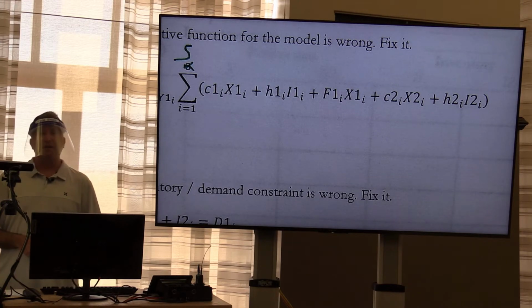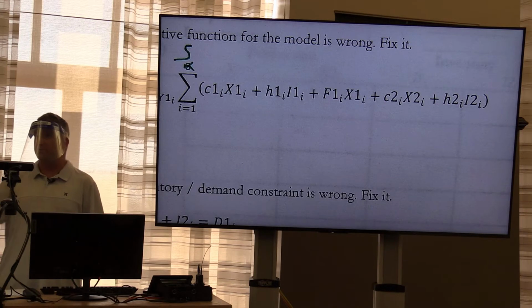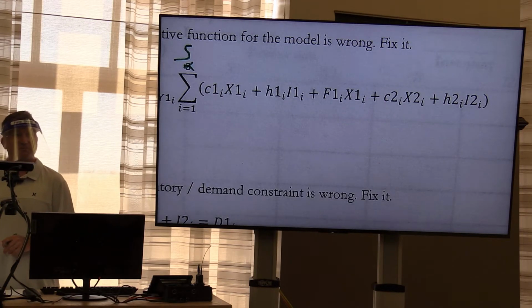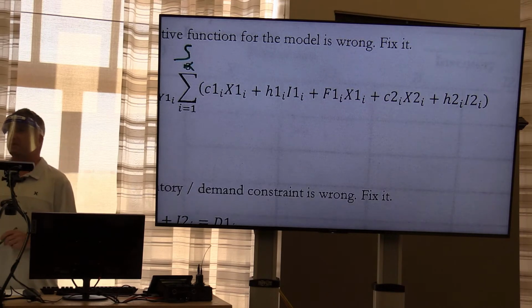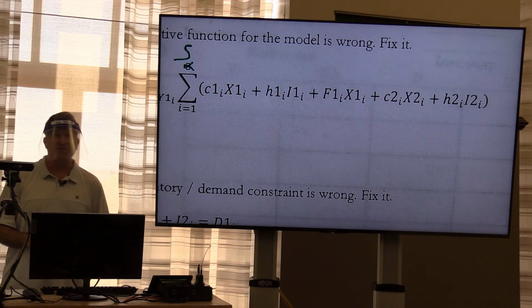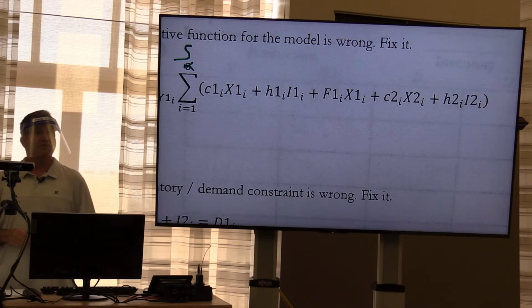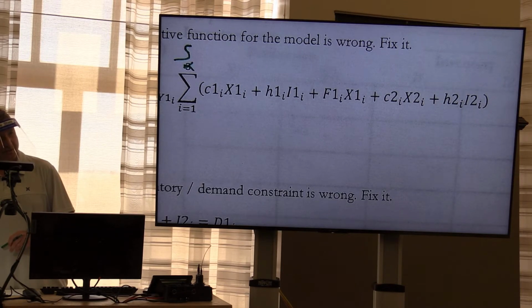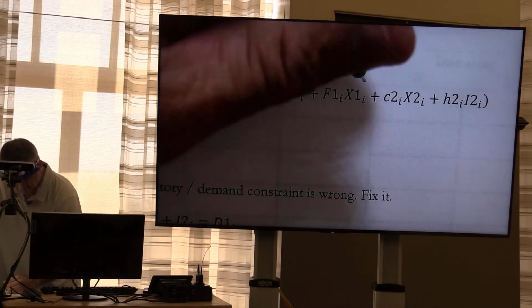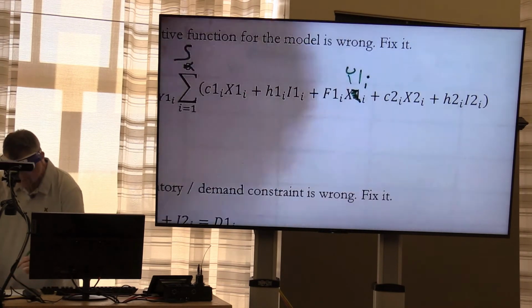F1I times X1I would be charging the fixed cost for each unit of gum you produce. Well, we only want the fixed cost to be charged once, whenever X1I is greater than 0. So X1I should be replaced with what? Gavin. There you go. He said it with authority too.